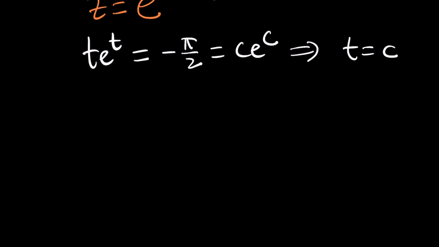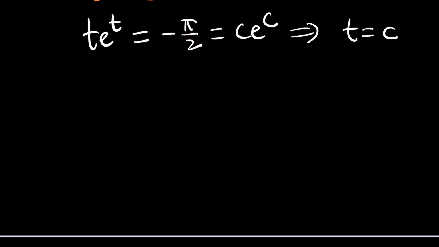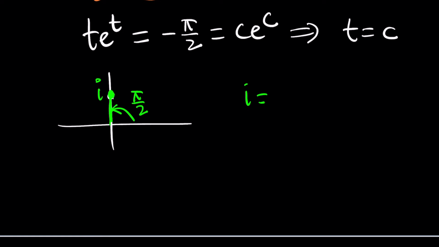And let's try that. So how do you write negative pi over 2 as c e to the c? That wouldn't be very easy to solve. But we can do something about it. We've got to remember a couple different things here. One of them is that pi over 2 is the argument for i. So if you consider the polar representation of i, its argument, at least the principal argument, would be pi over 2. In other words, i can be written as e to the power i pi over 2. Again, for the principal representation, like the principal value, right?